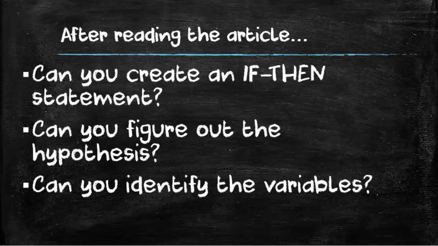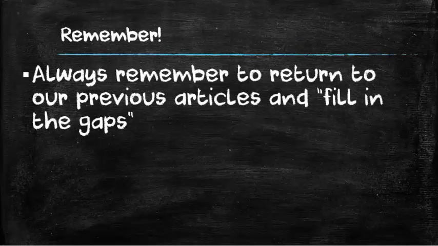All right, so were you able to figure out the if-then statement? Were you able to figure out the hypothesis? And have you identified the independent and dependent variables? If you did that, that's fantastic. But now, one step further, what were the findings? What conclusion did these researchers come to? Now remember, if you can pick out that hypothesis and the variables, this will help you to figure out what the conclusion of the researchers is.